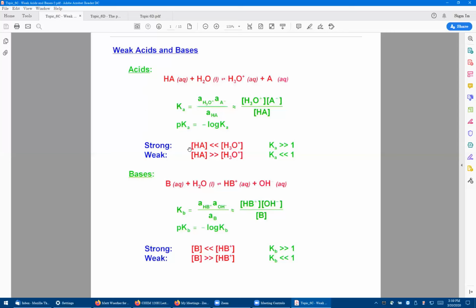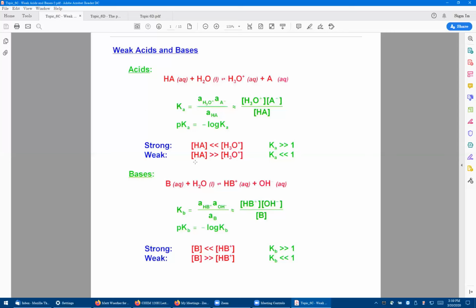In the case of a strong acid, when it reacts in water to form hydronium ions, there are essentially no HA molecules left. And so the HA concentration that remains is much less than the hydronium ion concentration that they produce. This is for something with a Ka much greater than 1, which is a strong acid.